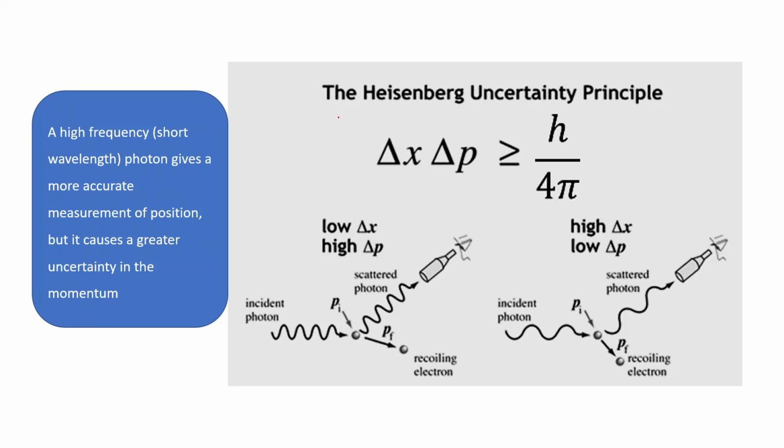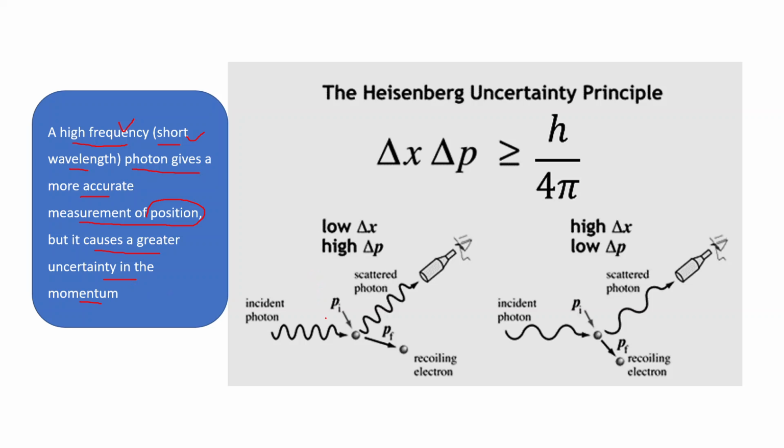You can also see from this diagram, a high frequency means shorter wavelength. Such a photon gives a more accurate measurement of position. We already discussed, to get the position, we have to use a short wavelength. When wavelength is short, its frequency will be high. High frequency means high energy, and it causes a great uncertainty in momentum or velocity.